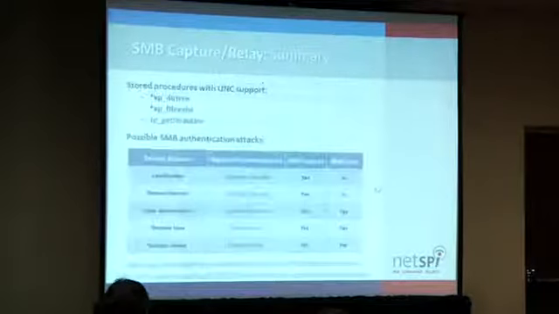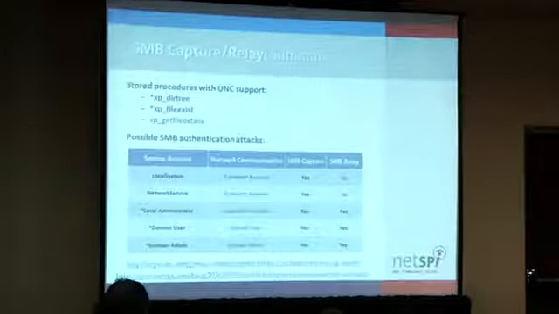All right. So the three main functions that support this, that we use in the modules anyways, are xp_dirtree, xp_fileexist, and xp_getfiledetails. Get file details doesn't work on newer versions, which is why it's not bolded and asterisked.